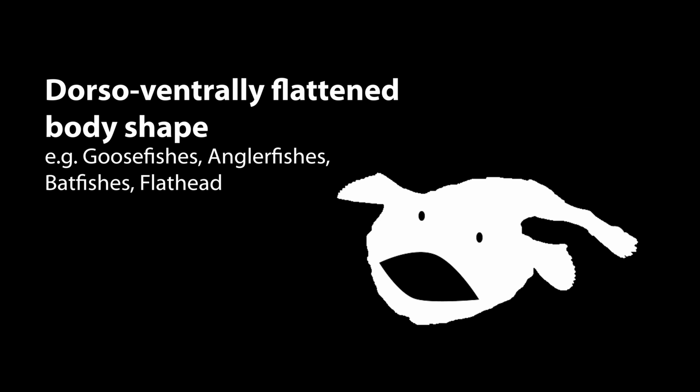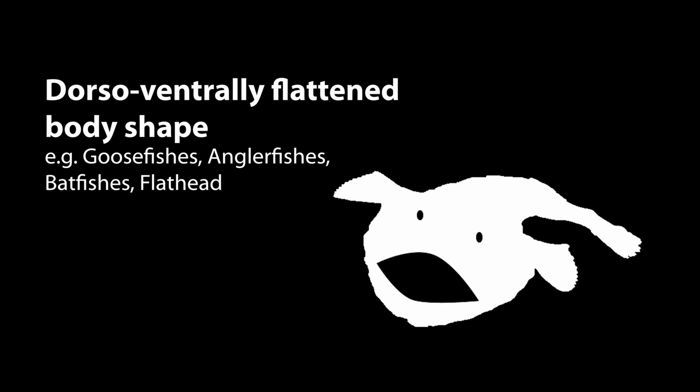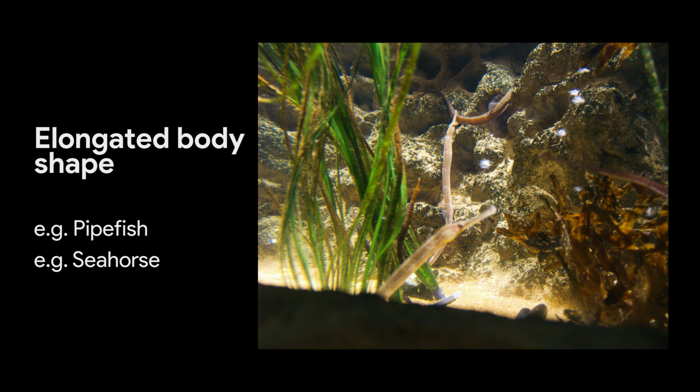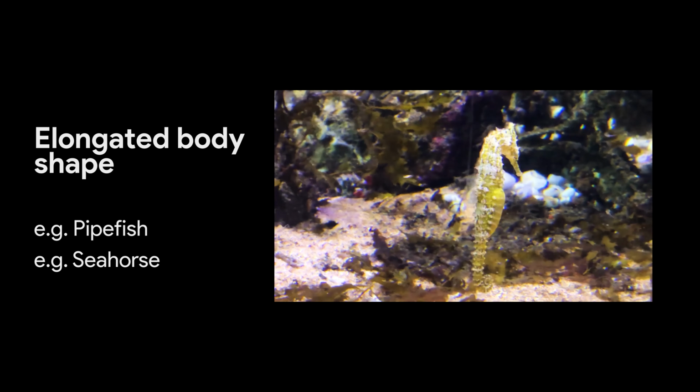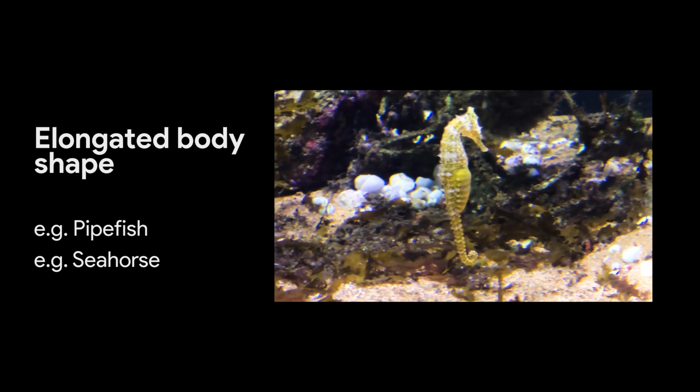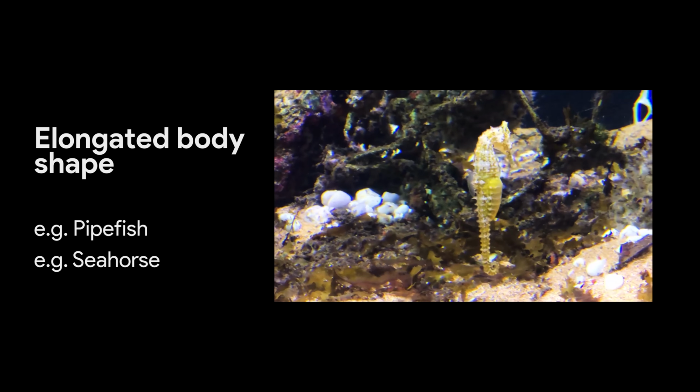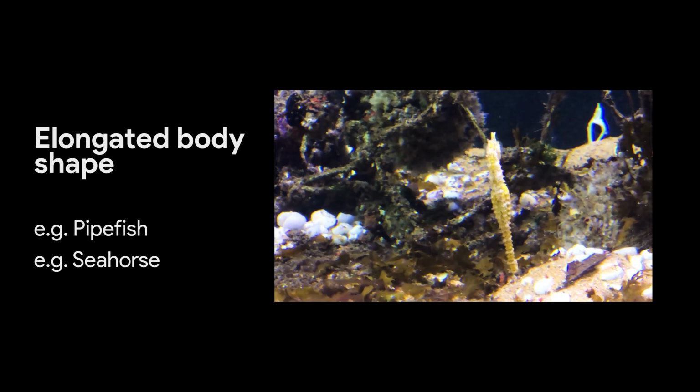Examples of the dorsoventrally flattened body shape, flattened from top to bottom, include goosefishes, anglerfishes, batfishes and flathead. Examples of the elongated body shape, horizontally elongated, include pipefish, trumpetfish, seahorses and sea dragons, and eels. These fish can often occur in deep ocean areas.